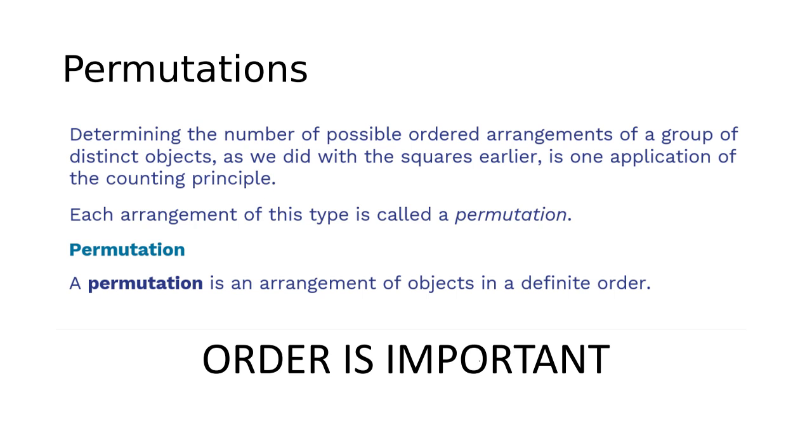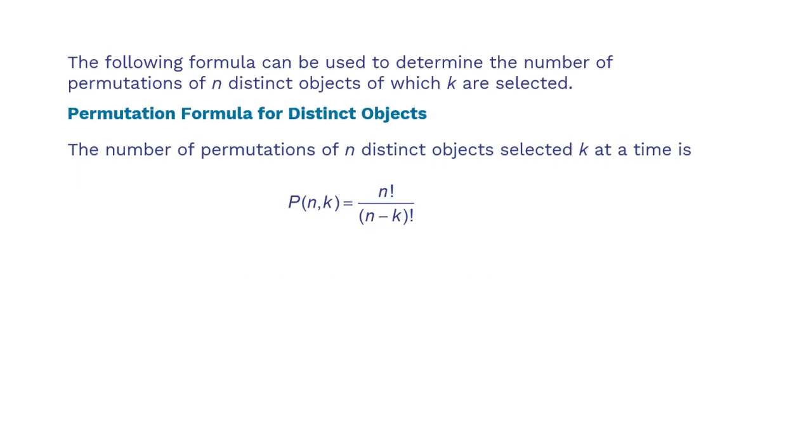So there is a formula for this. If you want to figure out the number of permutations of n distinct objects selected k at a time, then this is a formula that we would use. P stands for permutation, n is the number of objects, and k is how many you're selecting. Okay, and that's going to be equal to n factorial divided by n minus k factorial.